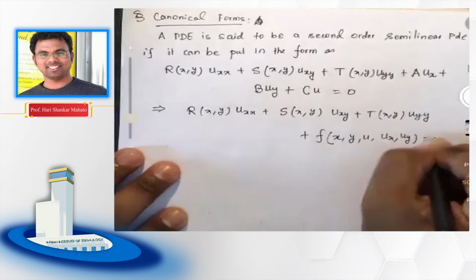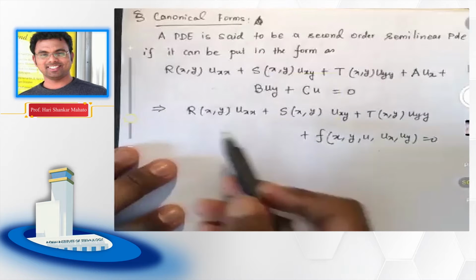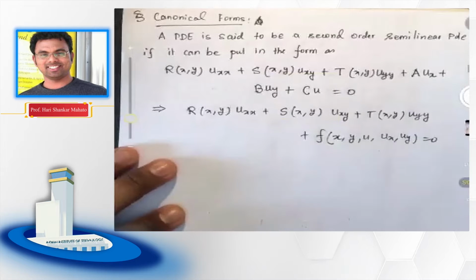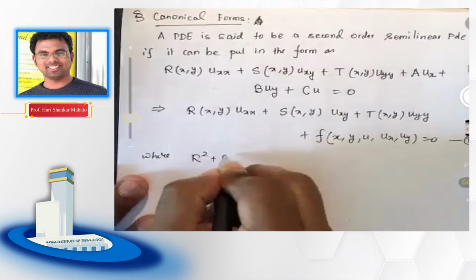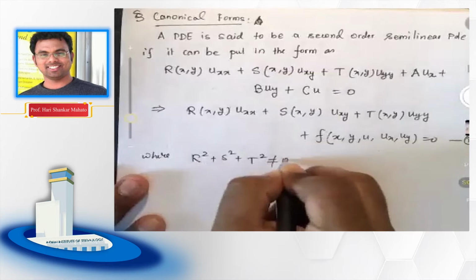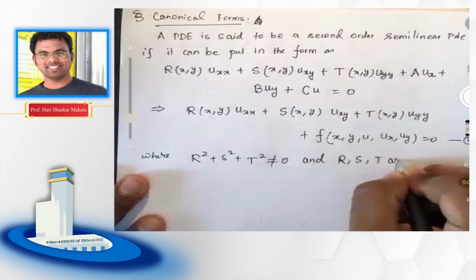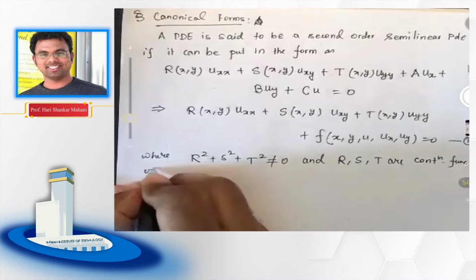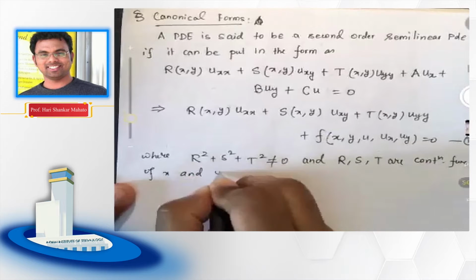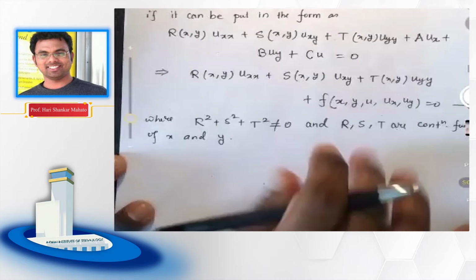Since it is a second order PDE, we are interested in the coefficients of the second order terms, not the first order terms. This is the second order semi-linear PDE. Let's call it equation 1, where we will impose the condition r squared plus s squared plus t squared is not equal to 0. We are also taking r, s, and t to be continuous functions of x and y. We will basically be working with PDEs of this type in this chapter.